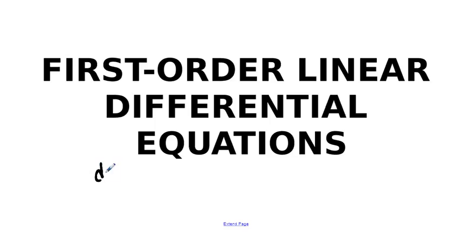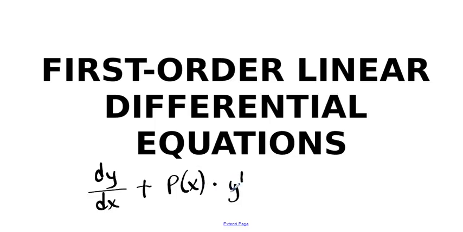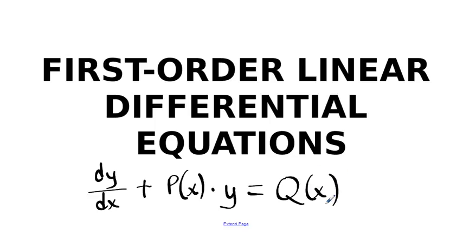They always look like this: dy/dx plus some function of x times y to the first power. Some function of x times y is equal to some other function of x. dy/dx plus some function of x times y is some other function of x.